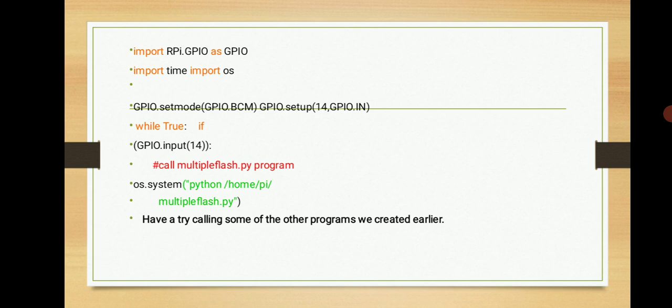This is the program: import time, import RPi.GPIO. As you can see, os.system python home pi multi-flash.py. Have a try calling some of the other programs we created here.